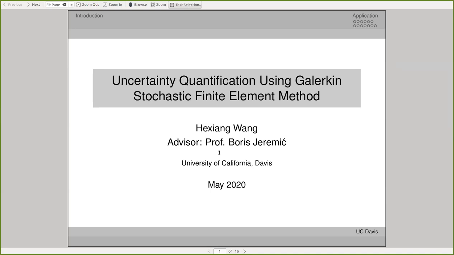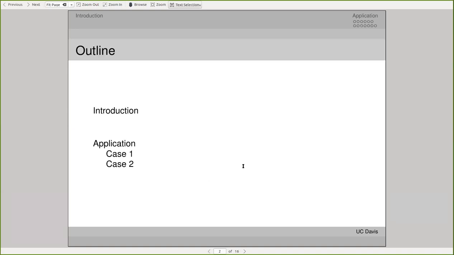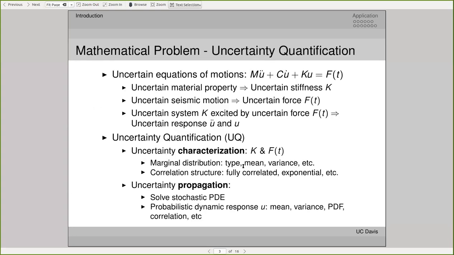So today we will continue our talk on uncertainty quantification using Galerkin stochastic finite element method. In our previous lectures, we already showed some theoretical formulation and presentation on how to solve this problem of the uncertainty quantification. Essentially, what we care about is such an uncertain equation of motion, where we have both the uncertainties on the left-hand side and also the right-hand side.